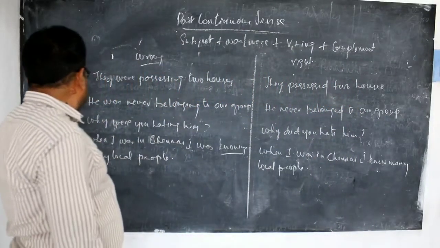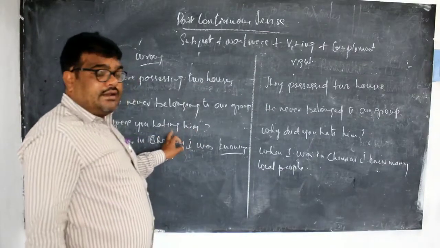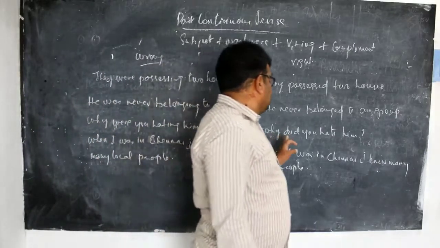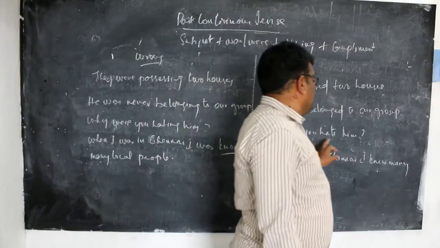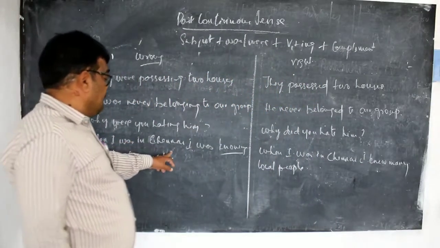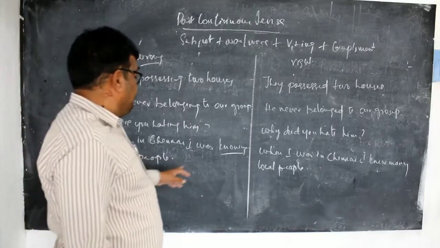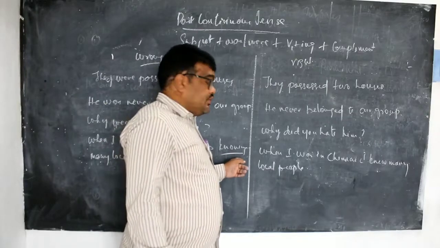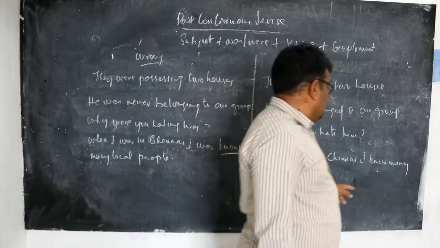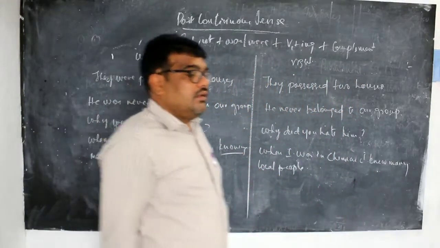Another example: why were you hating him? Hate must not be used in ing form, so better used in simple past tense: why did you hate him? Another example: when I was in Chennai, I was knowing many local people. Know cannot be used in ing form, better used in the simple past: when I was in Chennai, I knew many local people. Right.